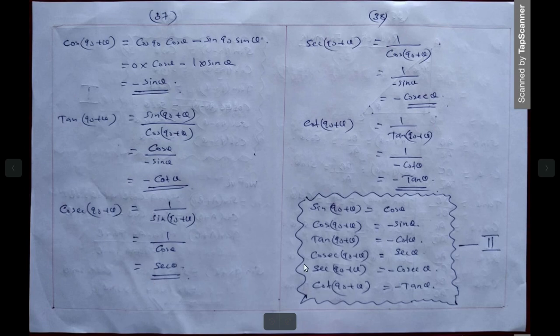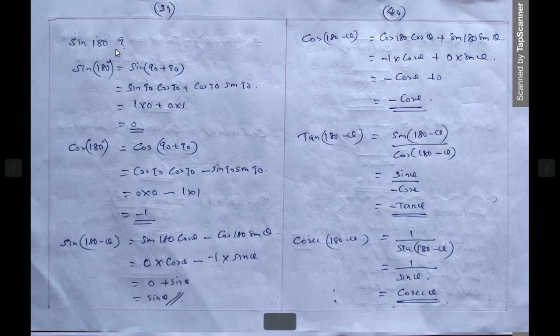And finally, we are at the second part of this reduction formula, that is sin(90+θ) is equal to cos θ, cos(90+θ) is equal to minus sin θ, tan(90+θ) is equal to minus cot θ, cosec(90+θ) is equal to sec θ, sec(90+θ) is equal to minus cosec θ, cot(90+θ) is equal to minus tan θ.